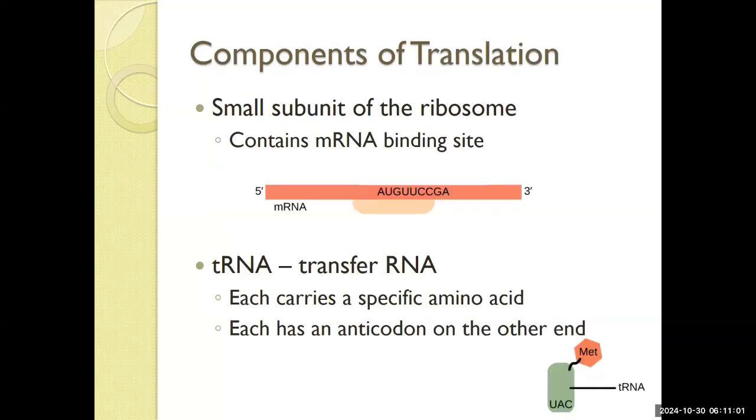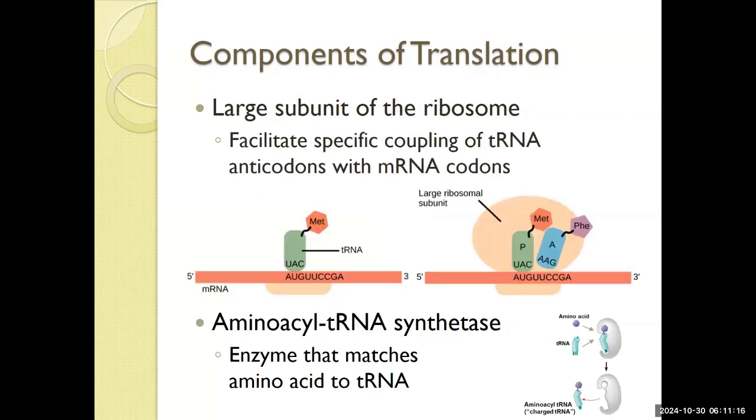The key player of translation is the ribosome. The small subunit of the ribosome will bind to the mRNA binding site, recognizing the start codon. Large subunit of the ribosome will bind on top of this, sandwiching the mRNA transcript.